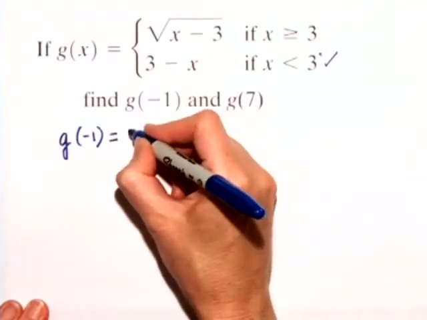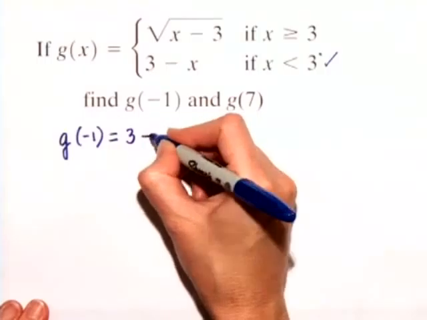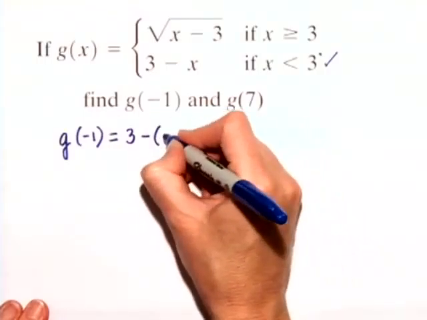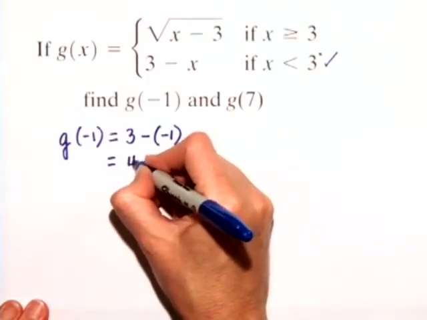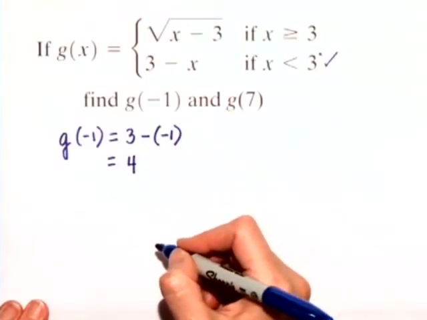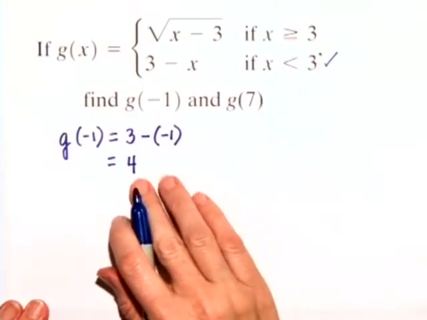So we're substituting negative 1 into the 3 minus x. So 3 minus negative 1 is equal to 3 plus 1, or 4. So therefore, g of negative 1 is equal to 4.